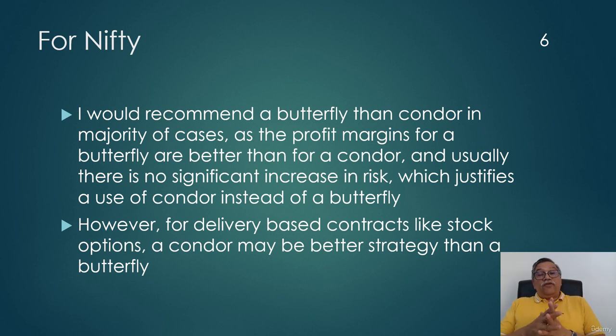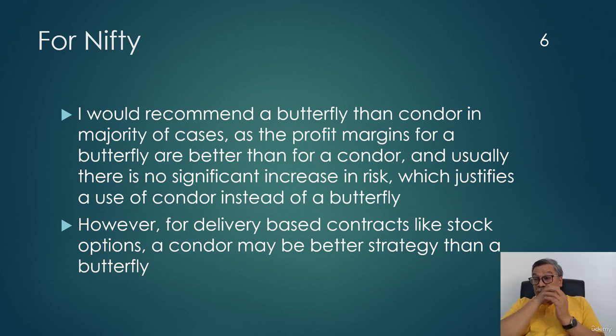So for Nifty, I would recommend a butterfly rather than a condor. Basically, Nifty is cash settled. That is the advantage. So for Nifty, I will recommend a butterfly and not a condor, because profit margin for butterfly is better than that of condor.